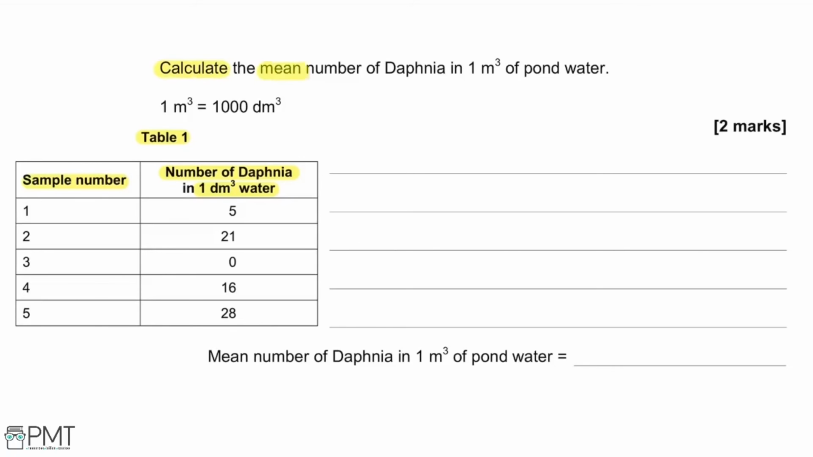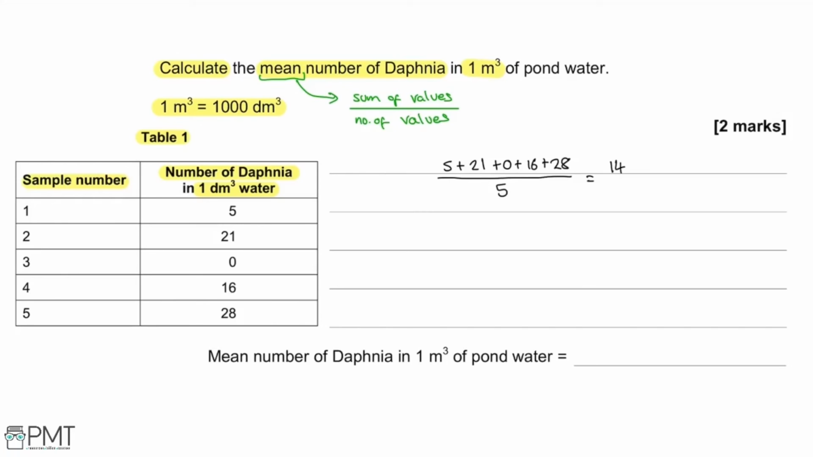Calculate the mean number of daphnia in 1 metre cubed of pond water. 1 metre cubed equals 1000 decimetre cubed, and we've got table 1 on the left hand side to help us out. Now remember, to calculate the mean you've got to get the sum of the values and then divide that by the number of values that you just added up. So here we're adding up the different numbers of daphnia in 1 decimetre cubed of water, so 5 plus 21 plus 0 plus 16 plus 28. And we're including the 0 just because it reminds you that there are 5 readings and that should be included in your mean. So we divide that by 5 and the answer you get is 14. So this is our average number of daphnia in 1 decimetre cubed of water.